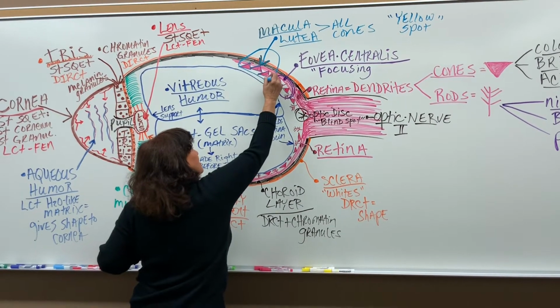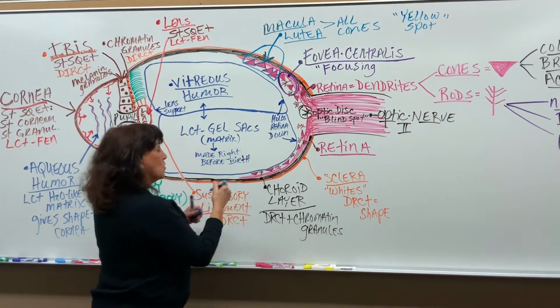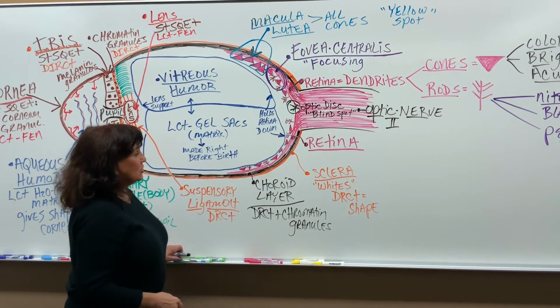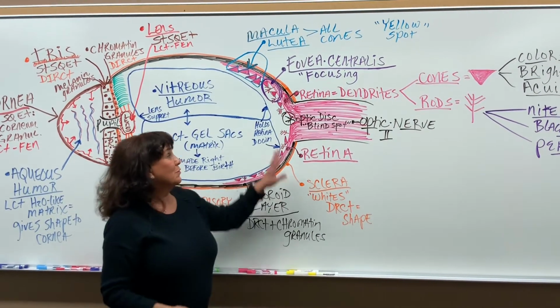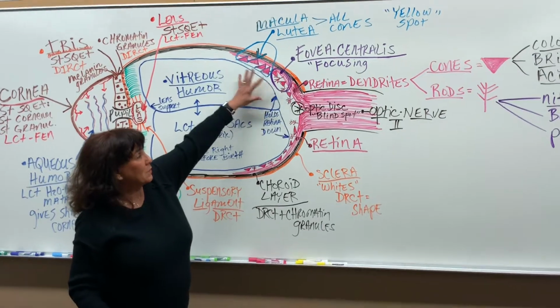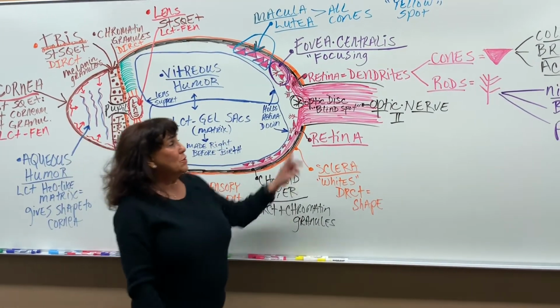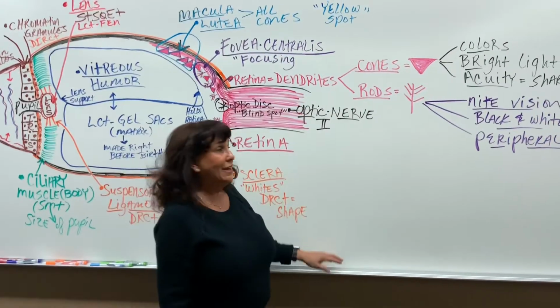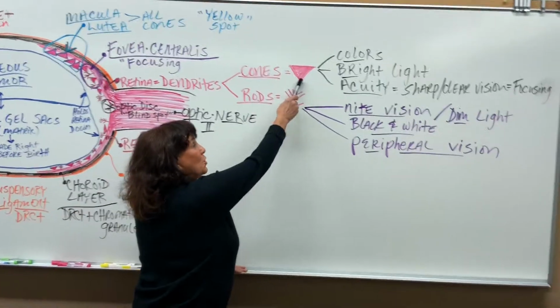There's still dendrites, but there's cones only in that area. So now, before we talk about the 2 specific spots right there, let's go over here and talk about the dendrites, okay? So the cones, what do the cones do?